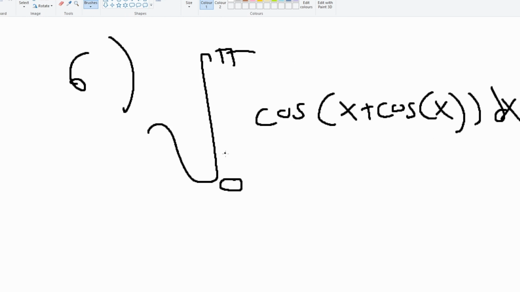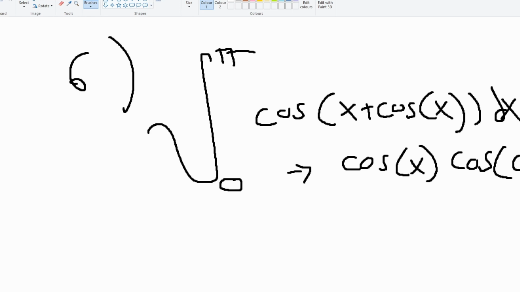And now let's not waste any more time and get right into the 6th question. So here is the 6th question. The integral from 0 to pi of cos of x plus cos of x with respect to x. Now the first step to this is we can simplify this into cos of x times cos of x, right?